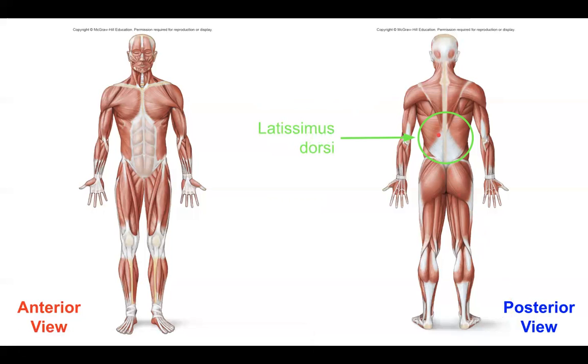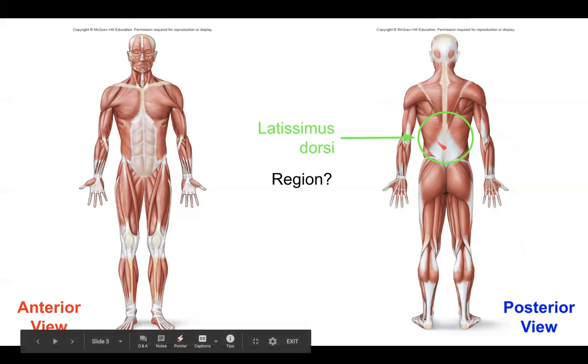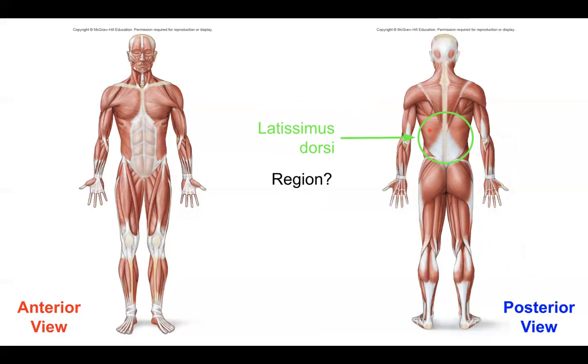And hopefully you said the latissimus dorsi. So the next question that I have, just like with the pectoralis major, is what region is the latissimus dorsi located in? So we already know that this is the posterior portion of the body. All right, so what is the name of the anatomical region in which the latissimus dorsi is found?